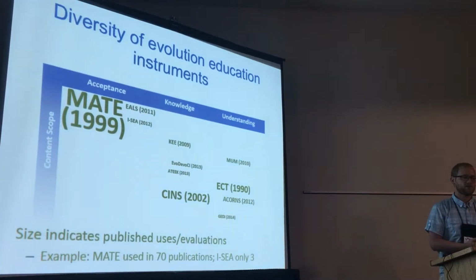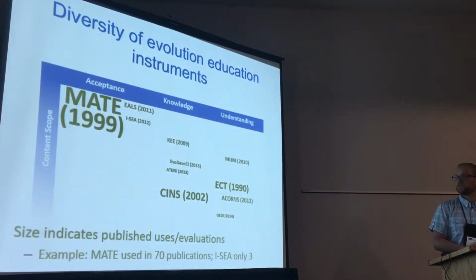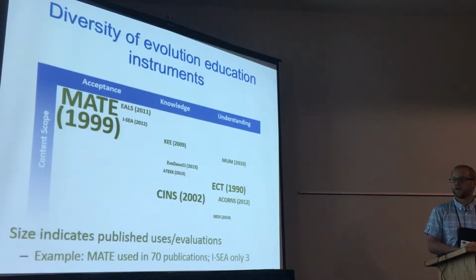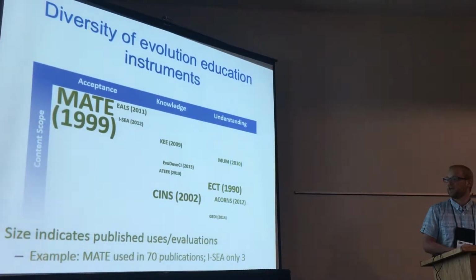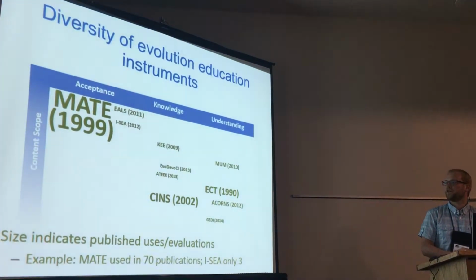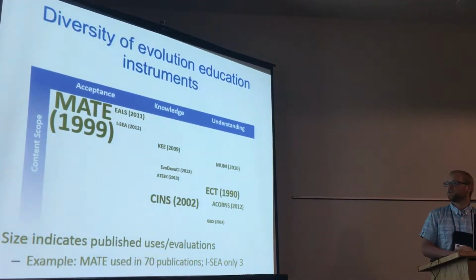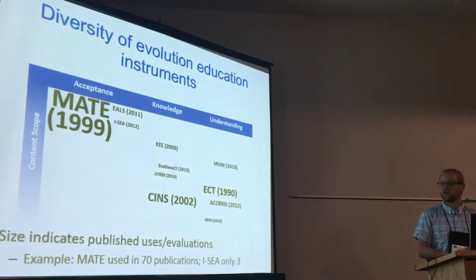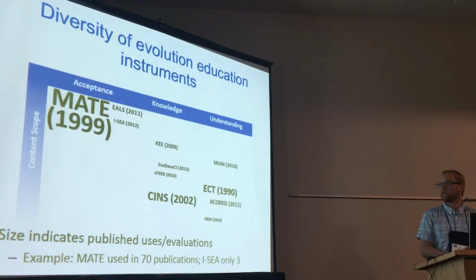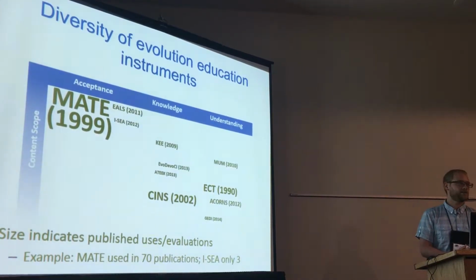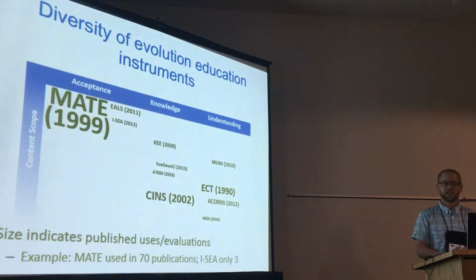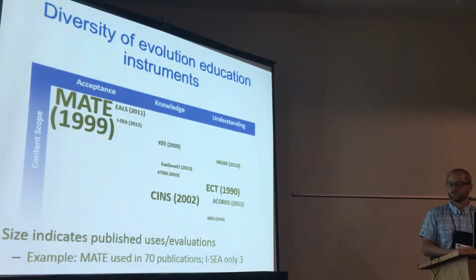So there's a whole bunch of instruments out there in the published literature. This is just 11 of those. And here I have them arrayed on their approximate psychological dimension and scope of content. And you can see that there's three instruments here in the top left that all address acceptance and over a broad all of evolutionary biology. And the size of this font is indicative of how many uses these instruments have had in the published literature. And so the MATE is by far and away what has been used.